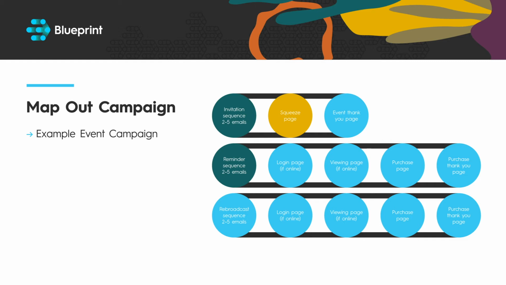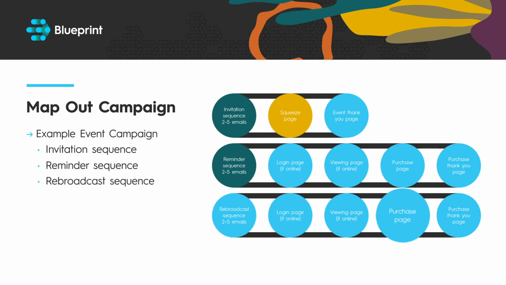This is your choice. With an event campaign, you send a sequence of invitation emails to drive prospects to sign up for your event. To maximize the number of people that actually attend, send out a sequence of reminder emails. And to maximize the volume of people that see your event, send out a rebroadcast sequence. The purpose of showing you these email campaigns is to illustrate how powerful campaigns can be. And there are many more campaigns that you can build.